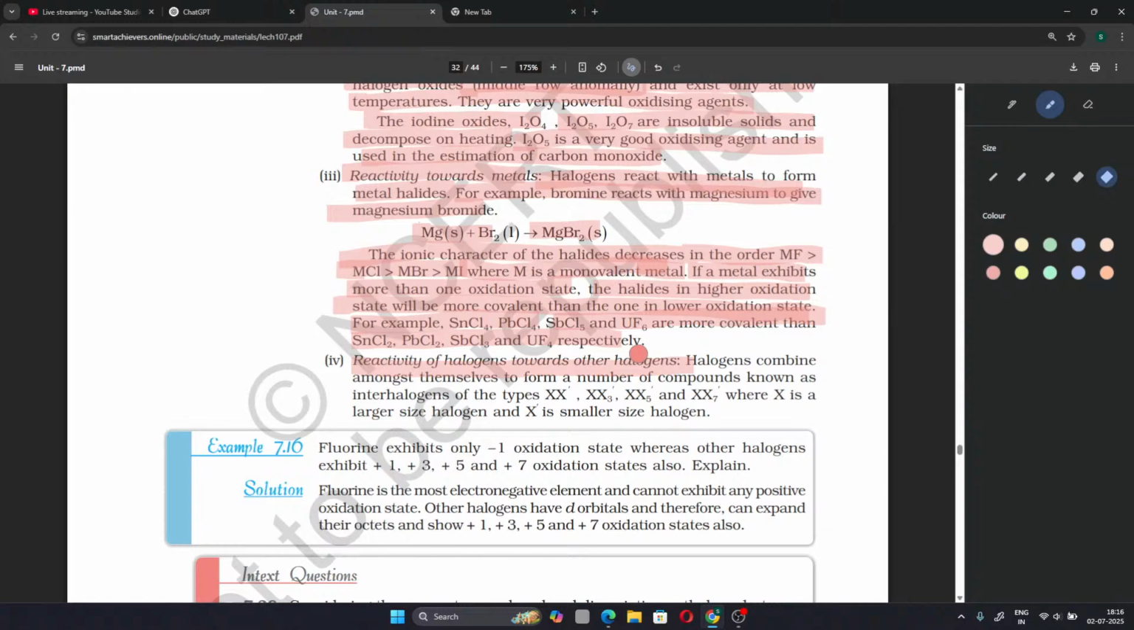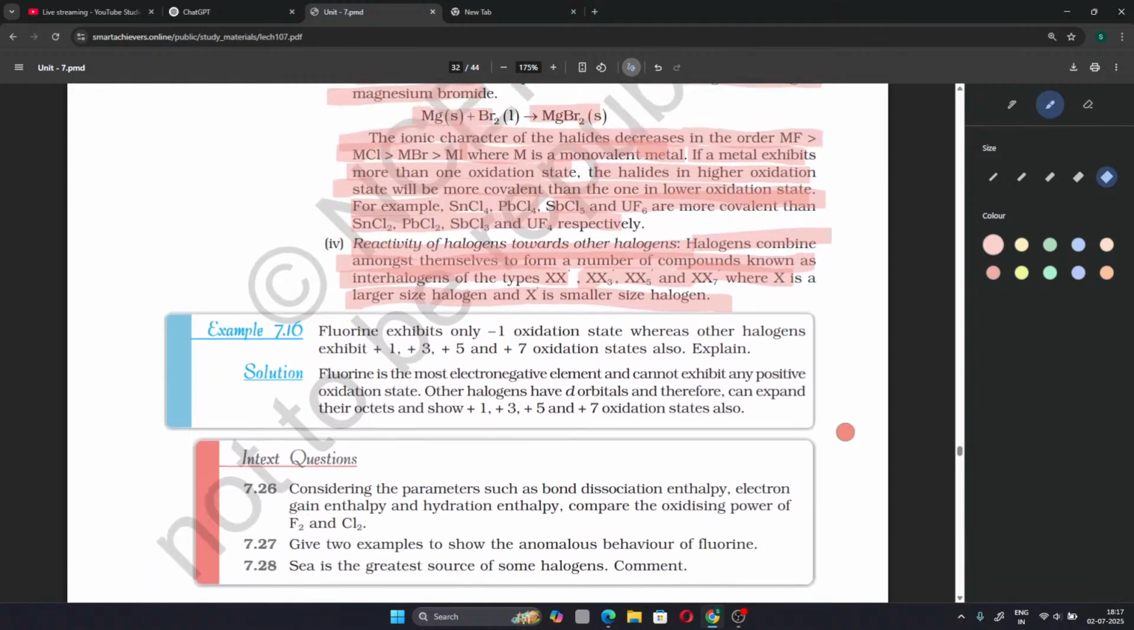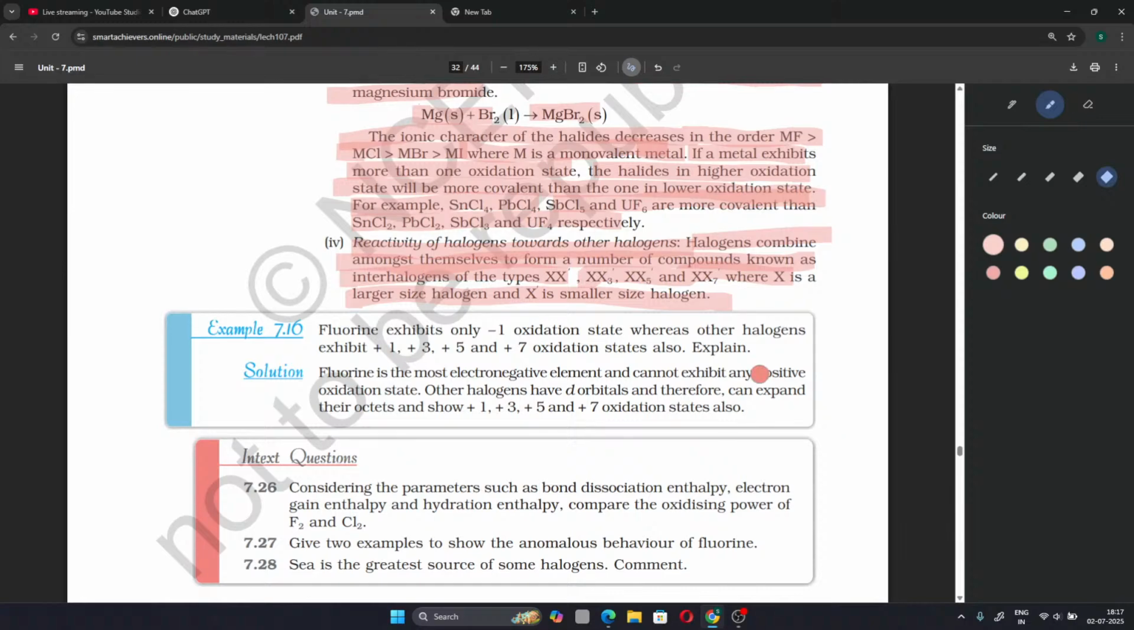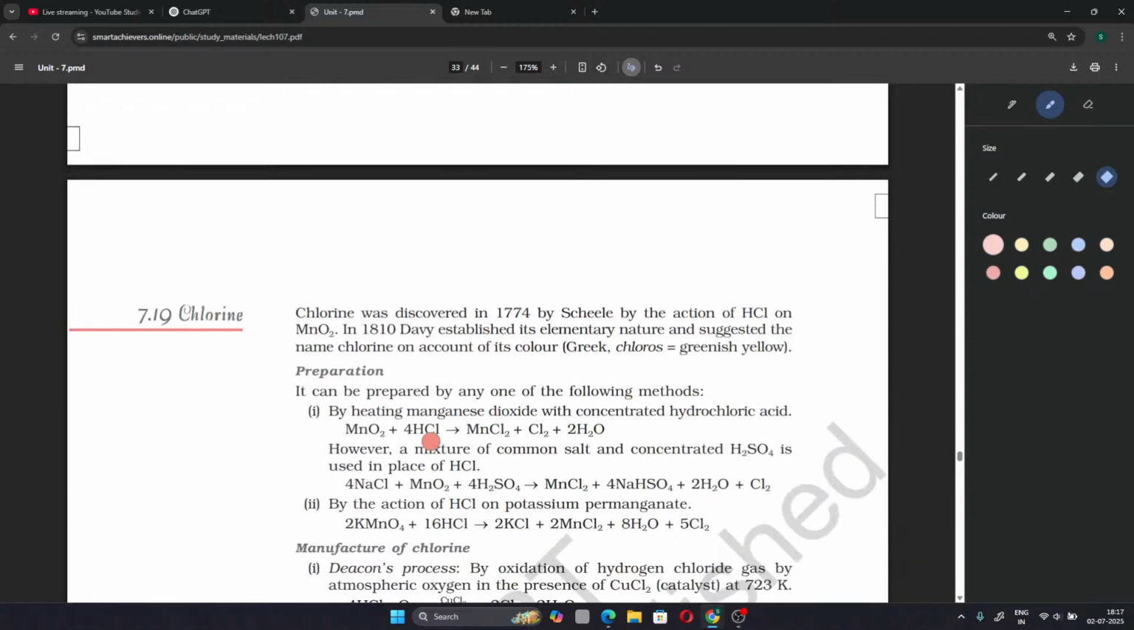Reactivity of halogens toward other halogens. Halogens combine amongst themselves to form a number of compounds known as interhalogens, of the type XX', XX'3, XX'5 and XX'7, where X is the larger size halogen and X' is the smaller size halogen. We can say, for example, iodine reacting with chlorine or the smaller fluorine atoms. I believe I have answered these questions as well.